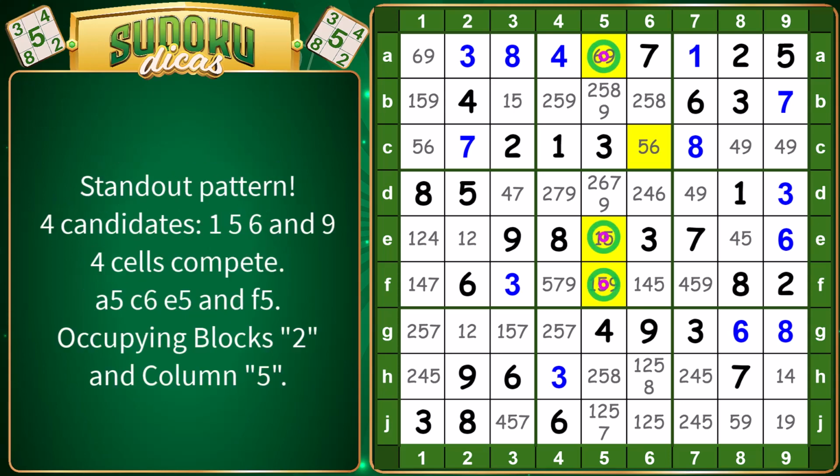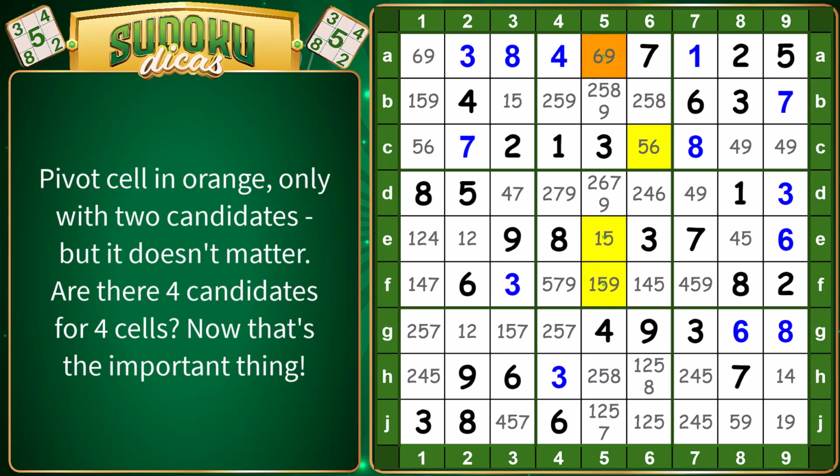Highlighted pattern. 4 candidates, 1, 5, 6 and 9, for 4 cells: A5, C6, E5 and F5, occupying block 2 and column 5. Pivot cell in orange, only with 2 candidates, but it doesn't matter. Are there 4 candidates for 4 cells? Now that's the important thing.